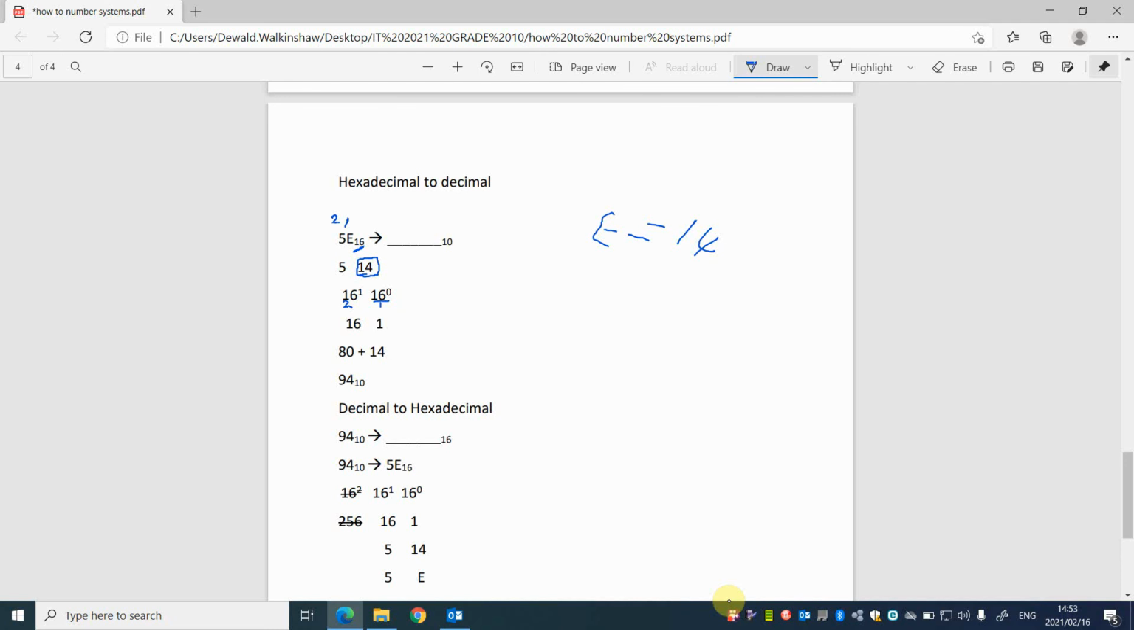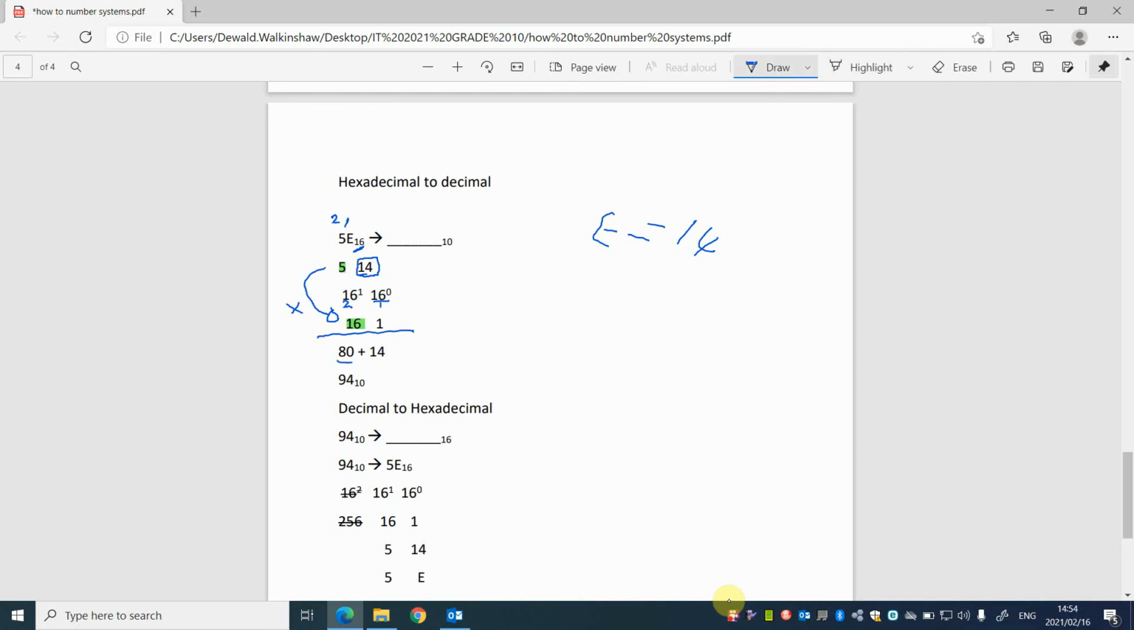Okay, then I'm going to go to the next step and ask myself, okay, what is 16 to the power of 0? It is 1. What is 16 to the power of 1? It is 16. Okay. Then all you simply need to do now is take your first number, which is 5, and multiply it by the first one on the left. So in this case, 16. So 5 times 16 equals 80.